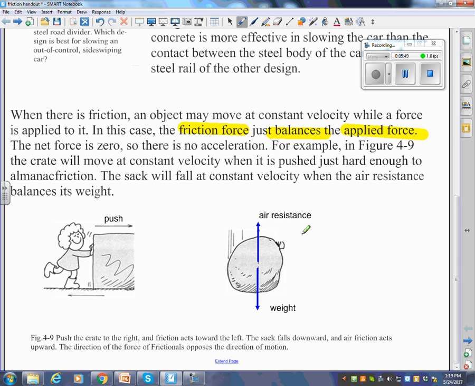What is this called right here? When the air resistance and the weight are equal. What was it? Terminal velocity. Right you are. There is no acceleration. It's continuing to fall at a constant rate. Excellent. Okay, so that's just sort of some quick review.